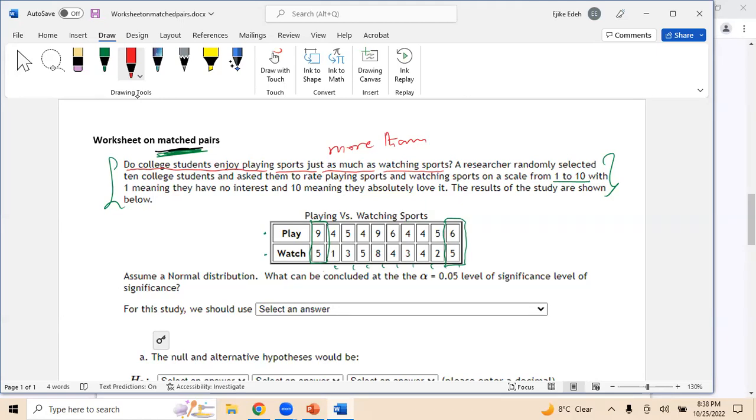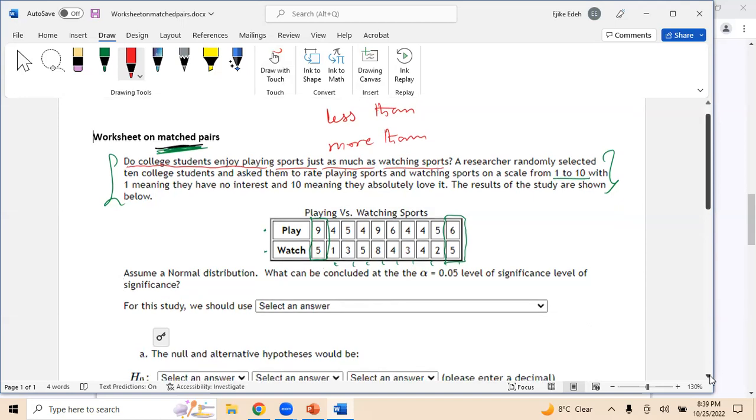And I could also say, do college students enjoy playing sports less than watching sports? So from these statements, I am getting my hypothesis statement, right? We're going to go through down there. When we get to that point, we come back and emphasize these three different ways of writing this question. So let's look at the first question here.